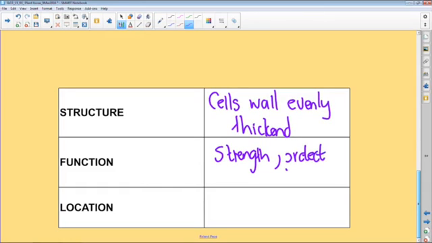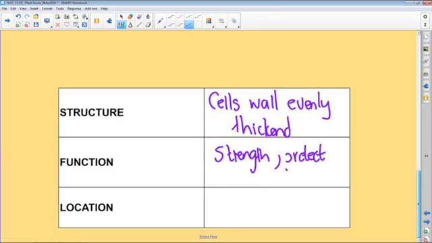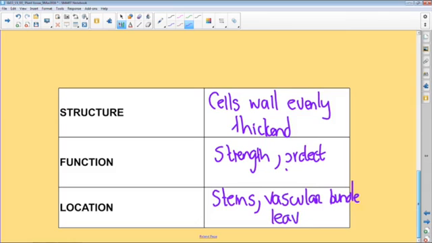What does that shell do? It protects the nut. Where would I find it? Location. Do I need it in the root? No. I'm going to find it in stems. And you're going to hear a word called vascular bundles when you do plants. You're going to see this term, vascular bundle, that needs protection. And I'm going to find it in leaves. So again, what does it do? Either it protects or it strengthens my plant so that it is upright.